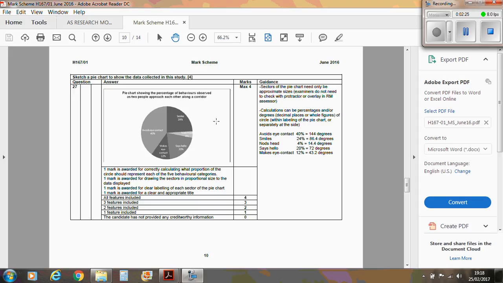But people are drawing it at the side, which, you're not going to get marked down on a psychology exam for it, but really in life it should be at the top. If you're in a maths exam, it would have to be at the top. So there you go, that's how to get the full marks for a pie chart.